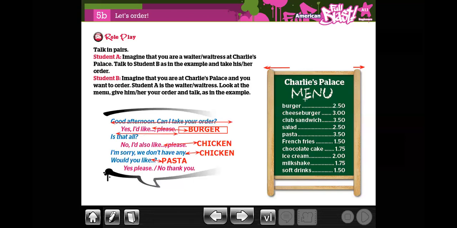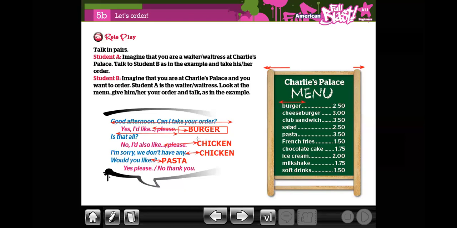Profe. Good afternoon. Can I take your order? Yes, I like pasta, please. But remember, okay, is that all? No, I also like a burger, please. But remember, burger is here.